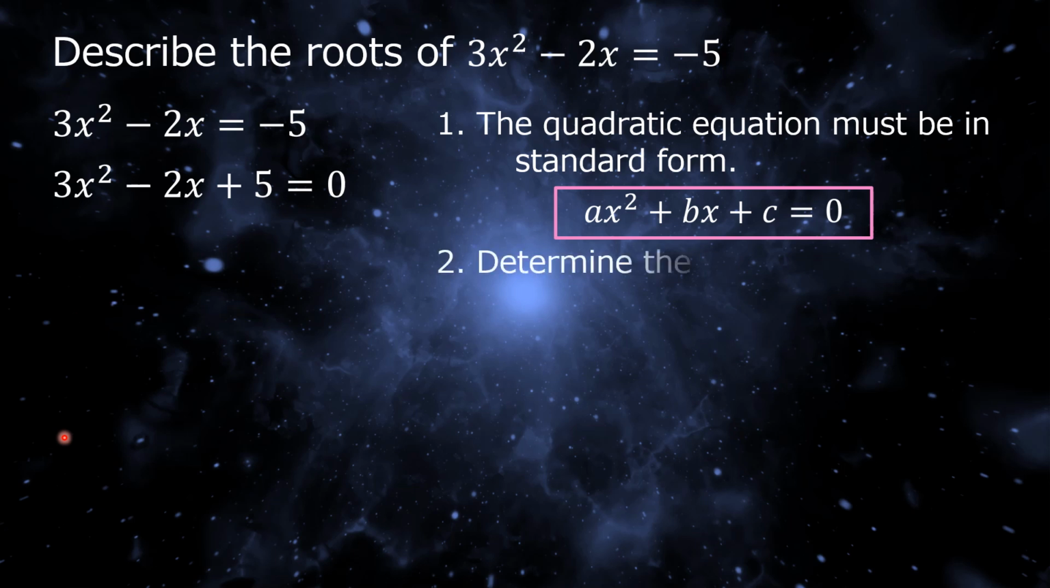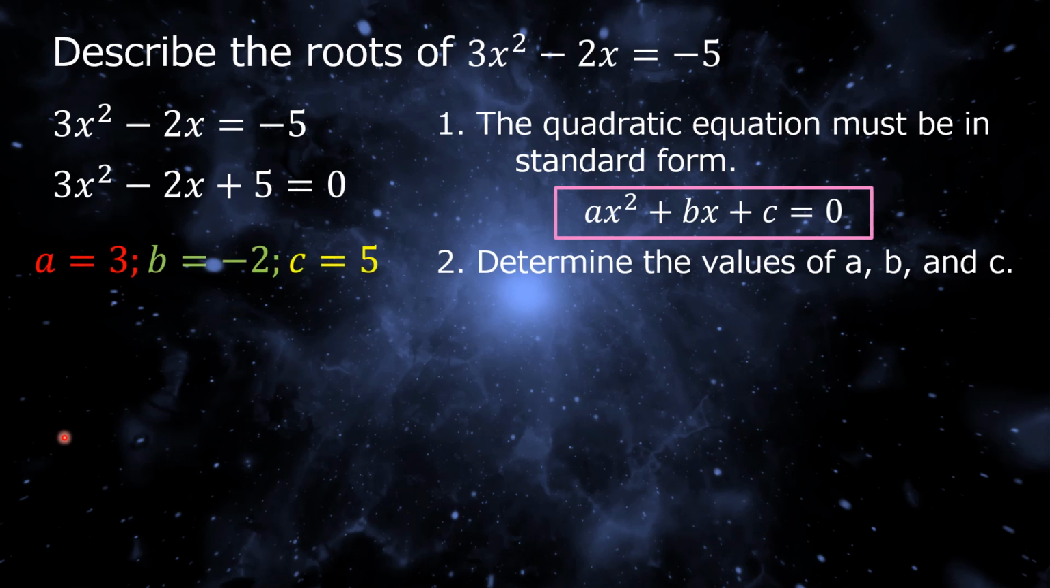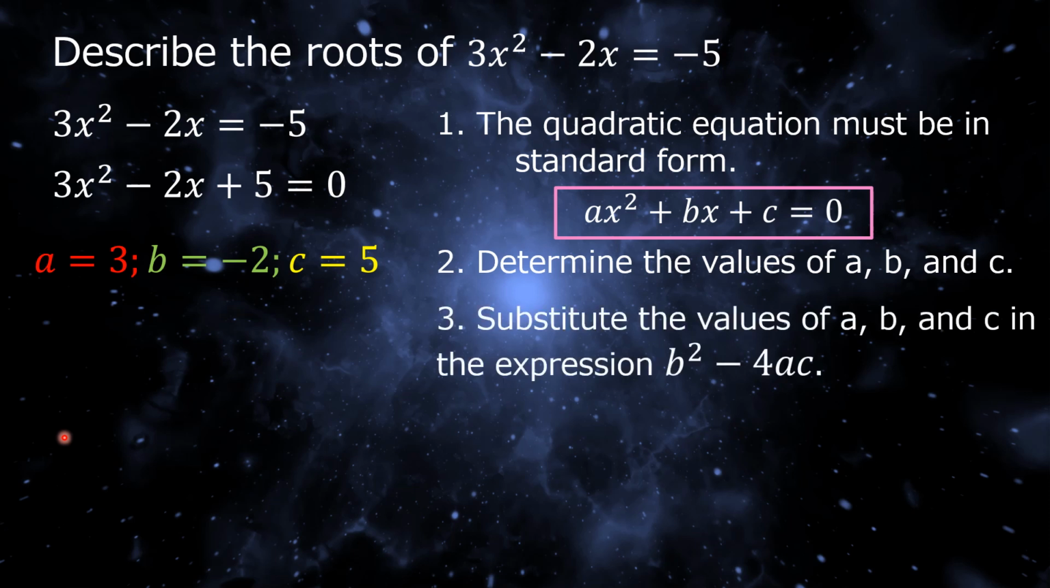And then, proceed na tayo sa second step. Determine the values of a, b, and c. The value of a is 3, the value of b is negative 2, and the value of c is positive 5. Next, substitute the values of a, b, and c in the expression b squared minus 4ac. Isulat natin ang formula ng discriminant and then isubstitute na natin o palitan na natin ng numbers ang bawat letters.